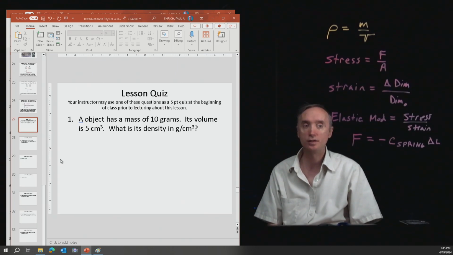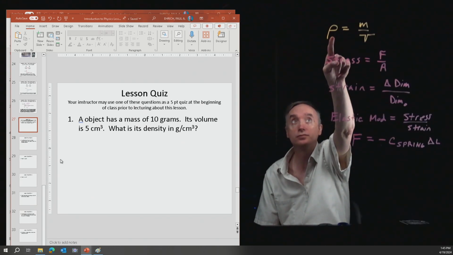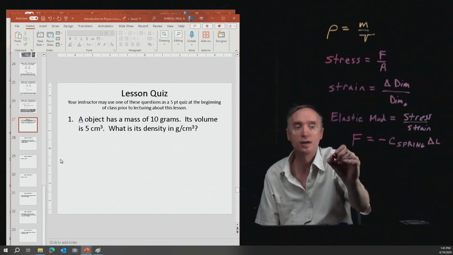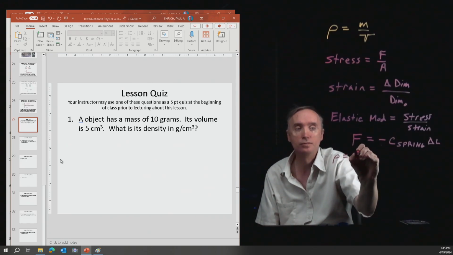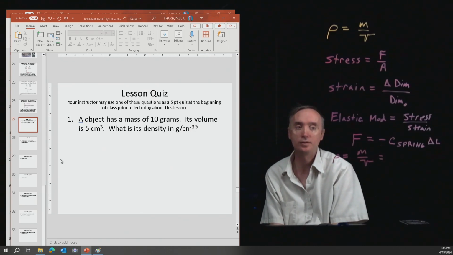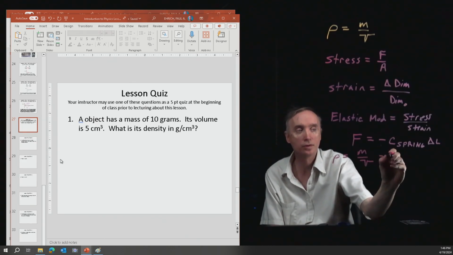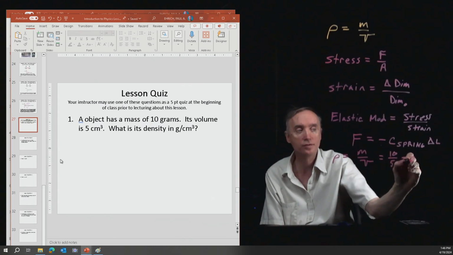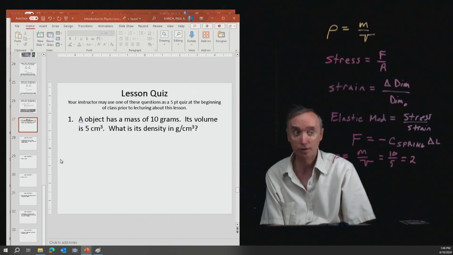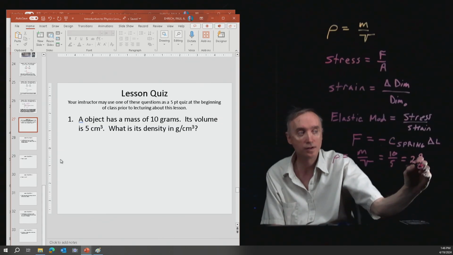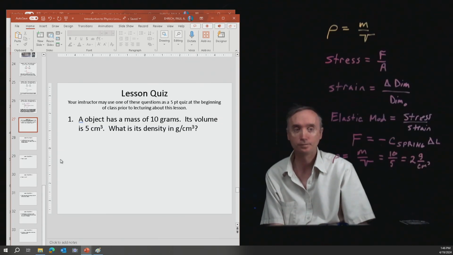So we're going to use the formula for density. So density is mass divided by volume. So we're going to say rho equals mass divided by volume. So the mass is going to be 10 grams, and then the volume is going to be 5 cubic centimeters. So therefore 10 divided by 5 is going to be 2, but let's put in our units. So it's going to be grams per centimeter cubed.